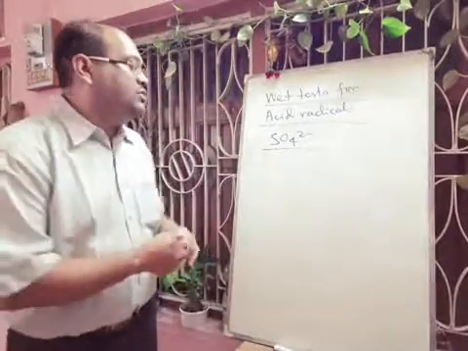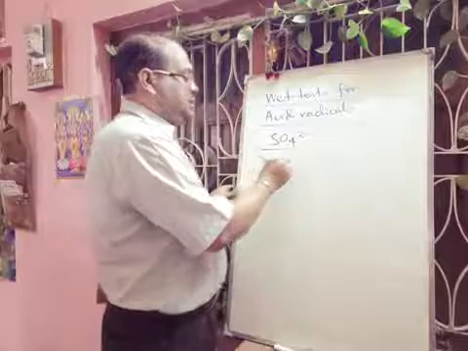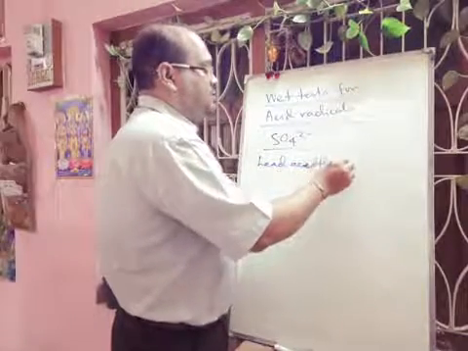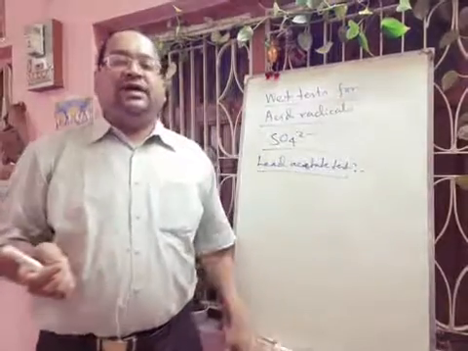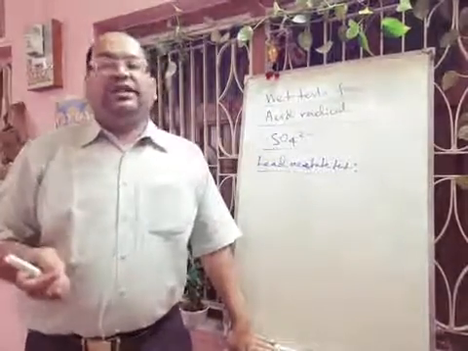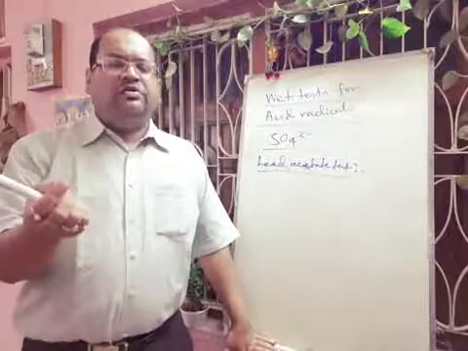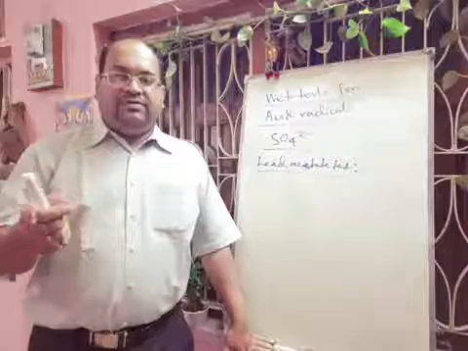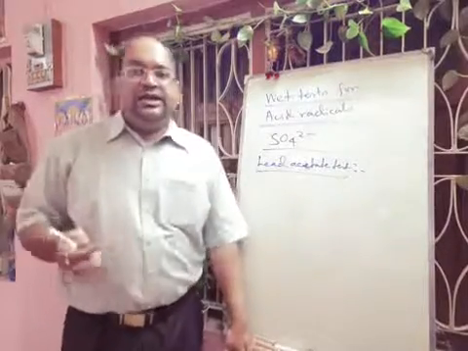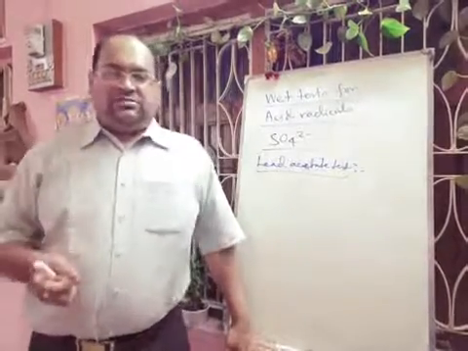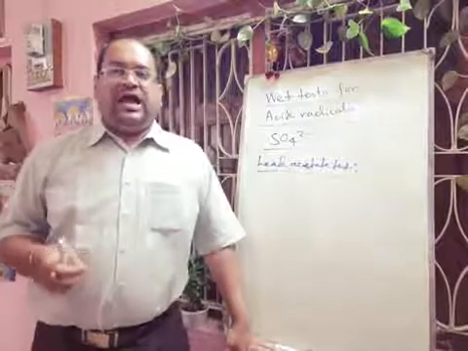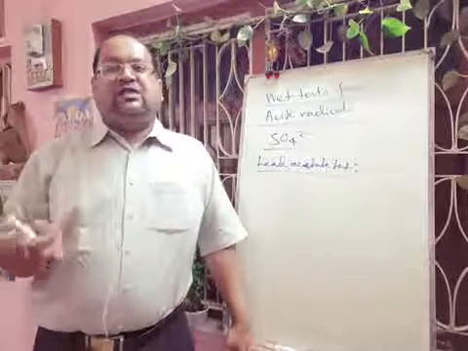Another test you can do is the lead acetate test. In this case, take another part, a very little, 1 to 2 ml of the sodium carbonate extract, then add dilute acetic acid and boil, then cool, and add lead acetate solution. A white precipitate of lead sulfate will be formed, which will be soluble in excess hot ammonium acetate.